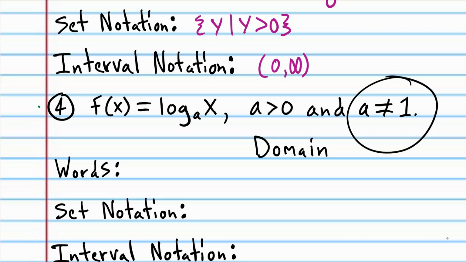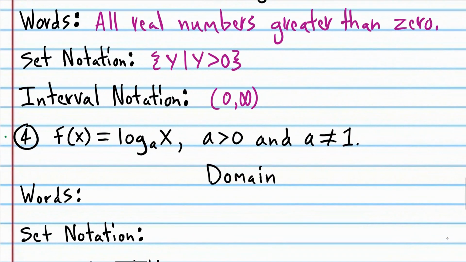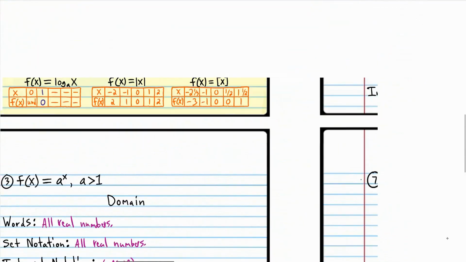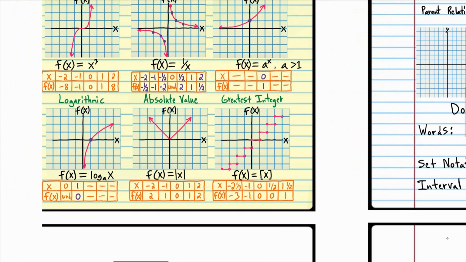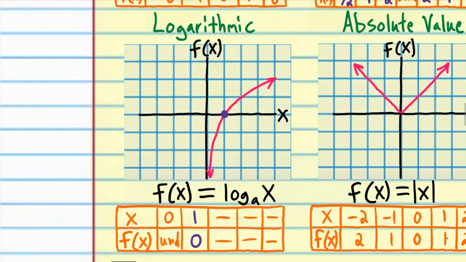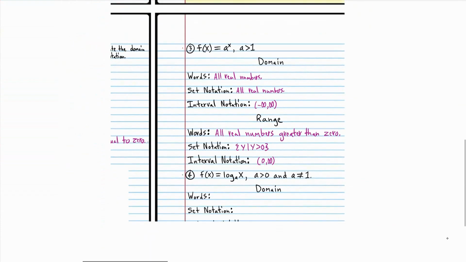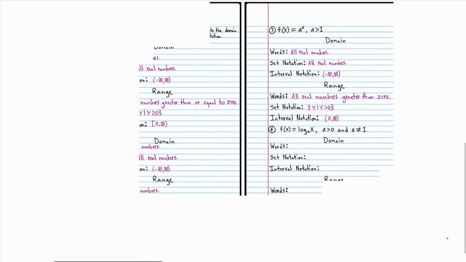Also, a cannot be 1, or else the graph will not look like this. So get a picture of that graph. You're going to need that graph to find the domain and range. And try number 4. When you come back, we'll do it together.